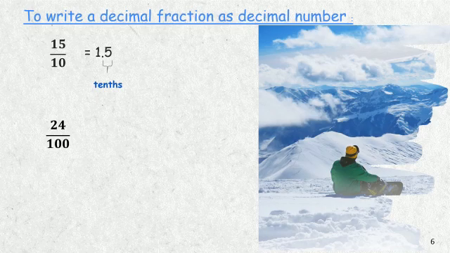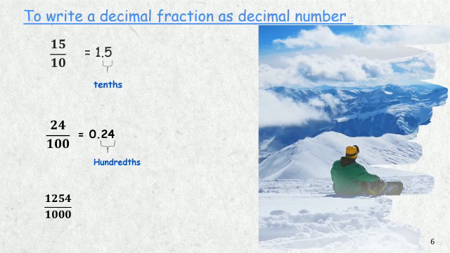This is another example. We have 24 over 100. 24 over 100 is equal to 0.24. 100 has two zeros. Then we have two digits in the decimal part, which is the hundredths. We will have hundredths. We have another example and another example.